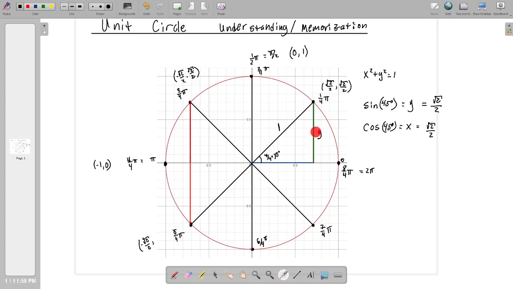So notice here we have a positive y value because we go above the x-axis. Here we have a negative y value because we're moving below the x-axis. So we end up with negative root 2 over 2 here. This point is, of course, 0, negative 1. And then this point, as you can probably figure out, because it has the same x value as this point, we know that the x value is positive root 2 over 2.